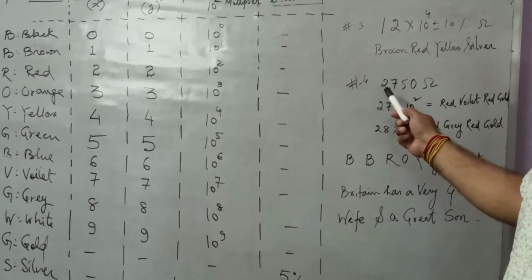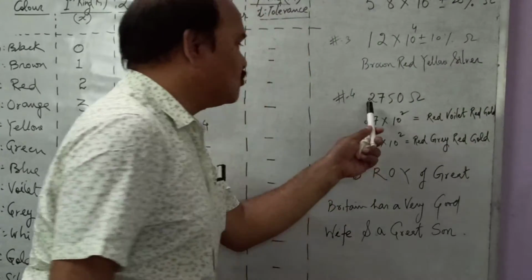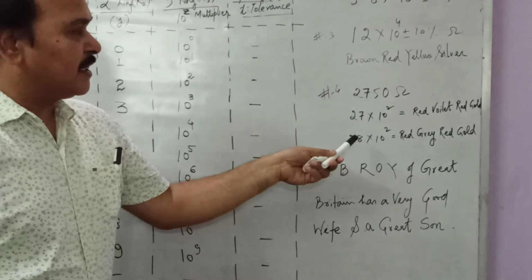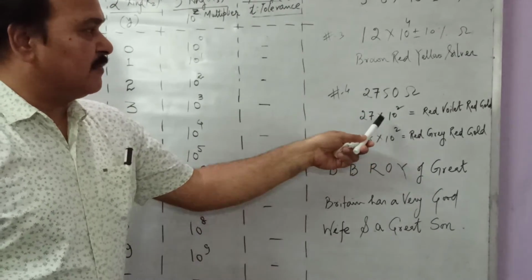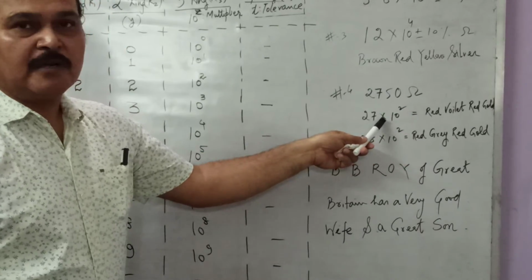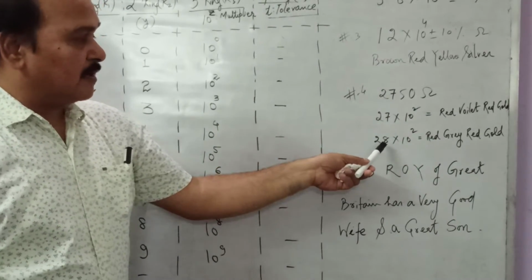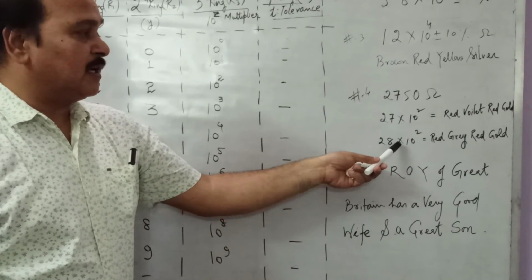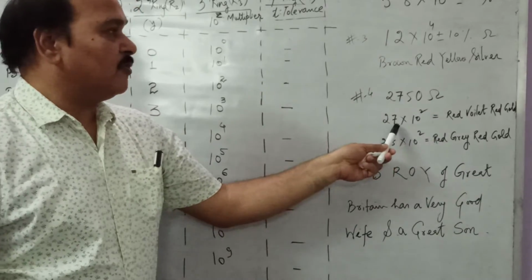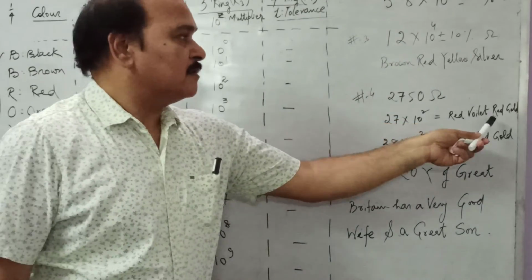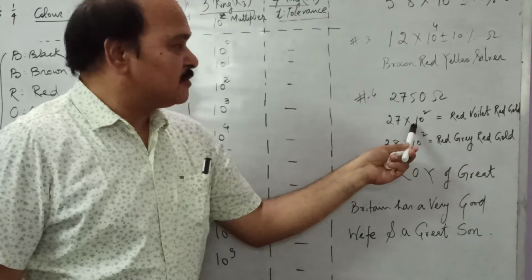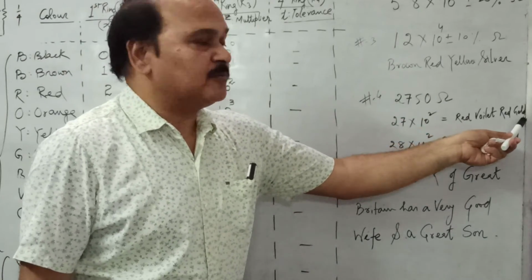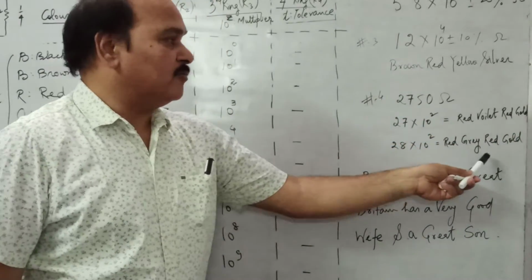Also, if the value of resistance is 2750 ohm, you can code it as 27 into 10 to the power 2, or you can write 28 into 10 to the power 2. If it is 27 into 10 to the power 2, it differs from this value by less than 5%. If it is written like this, again it differs from this value by less than 5%. Therefore, it is going to be color coded as 2 red, 7 violet, and 10 to the power 2 red. And since the value is within less than 5% of this value, the fourth ring has to be gold. Likewise, it can also be color coded like this.